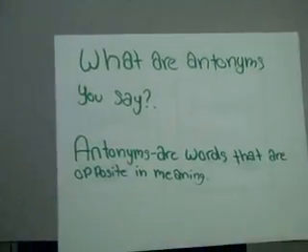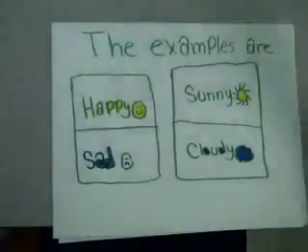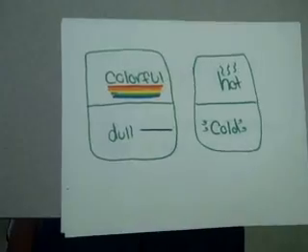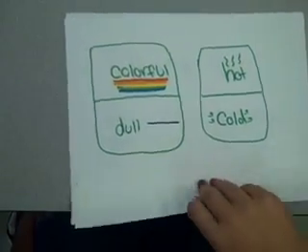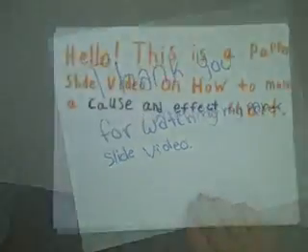What are antonyms, you say? Antonyms are words that are opposite in meaning. The examples are happy, sad, sunny, cloudy, colorful, dull, hot, cold. Thank you for watching my paper slide video.